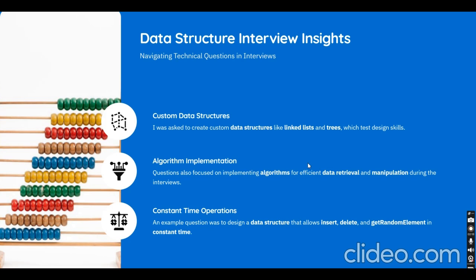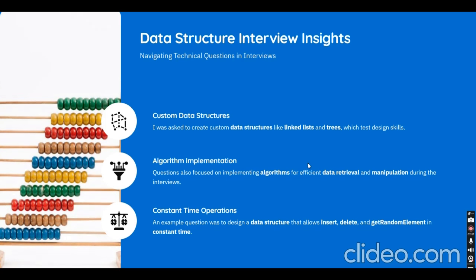I had to design a data structure whose implementation could perform data retrieval and manipulation. Manipulation can include insertion, deletion, and getting a random element, and these all should be done in constant time. Initially it was taking O(n) operations, but then I optimized it to O(1), and it got approved. Okay, yeah, now we cannot optimize beyond O(1). So this was the core related to the data structure, and there was one more question.